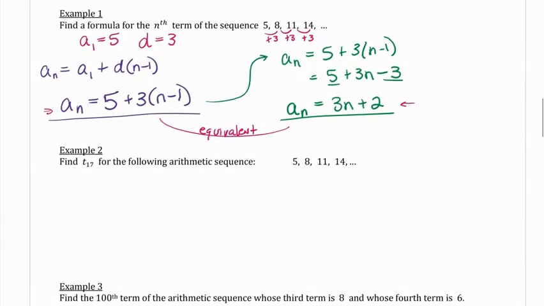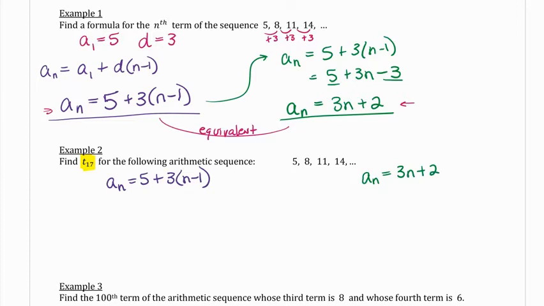Okay, so then if I wanted to find the 17th term, t sub 17, that means I want the 17th term for this arithmetic sequence. I'll notice that the sequence is the same as what we just did in example 1. So we've got our rule. We can do it either way. We can use this first rule that we said, a sub n equals 5 plus 3 times n minus 1. Or if you had already simplified the rule to a sub n equals 3n plus 2. Whichever way you do it, you're going to end up with the same answer.